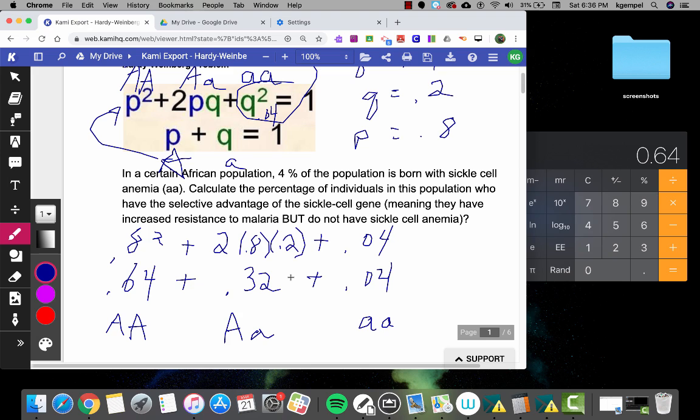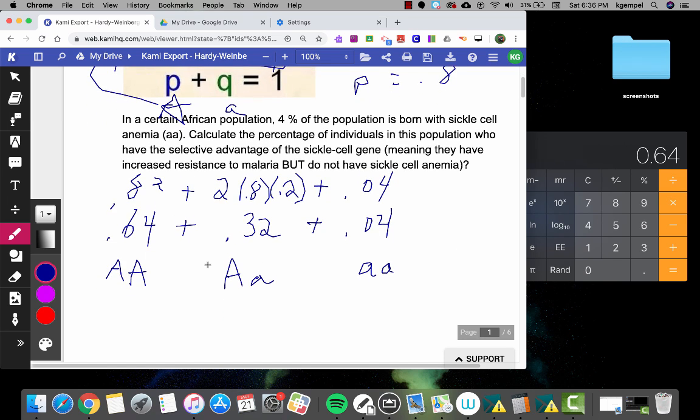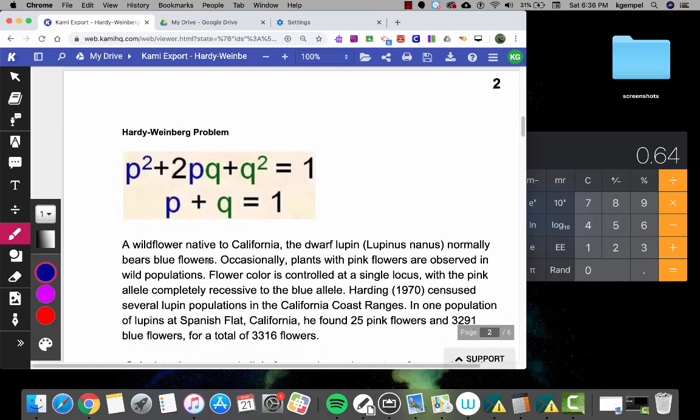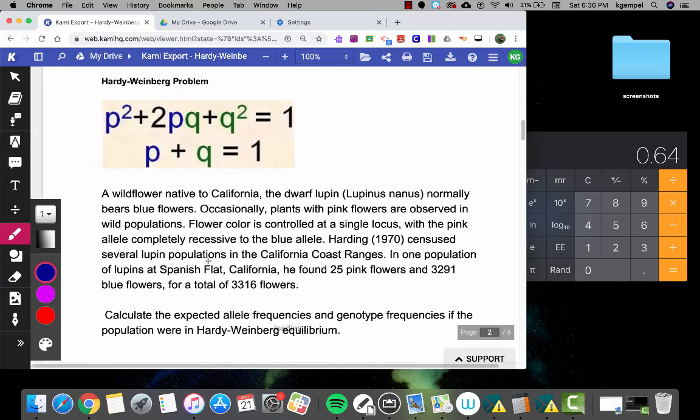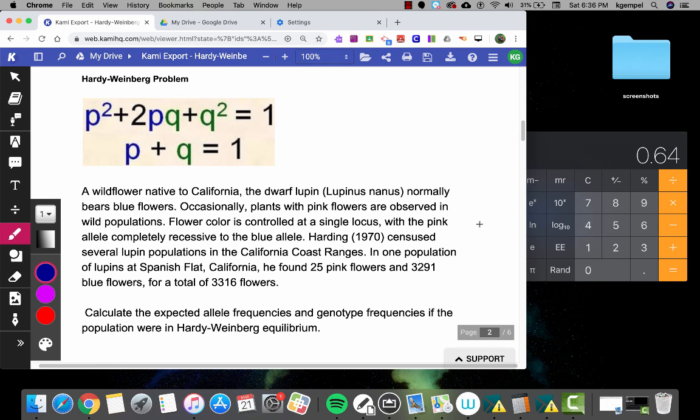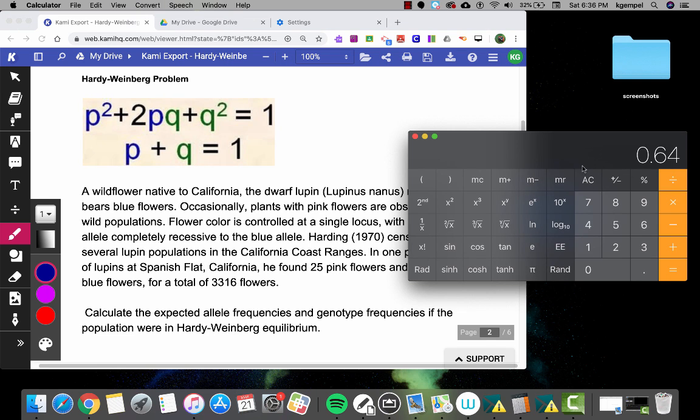Okay, so that's it. You start with one piece of information, and you can figure out the rest of them. All right, so let's move on to the next problem. And after we do that problem, you should do these on your own and then come back and check your answers.